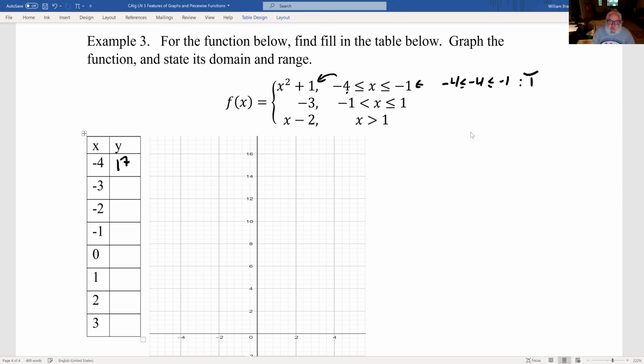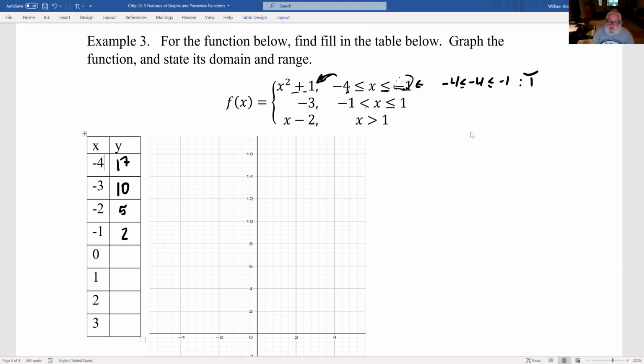Minus 3 is between minus 4 and minus 1. So that means you use this formula for calculating y. And that gives you minus 3 squared plus 1. Minus 3 squared is 9, so 10. Minus 2 is between minus 4 and minus 1. So you use this formula. And minus 2 squared is 4, plus 1 is 5. Minus 1 is one of the endpoints here, and we use the less than or equals there. So we use that formula for minus 1 because minus 1 is in this interval. It's not in this interval because it's a strictly less than. So minus 1 squared is 1, plus 1 is 2.